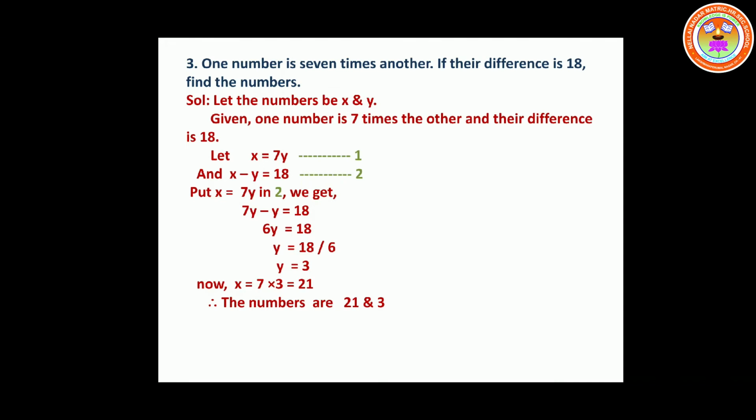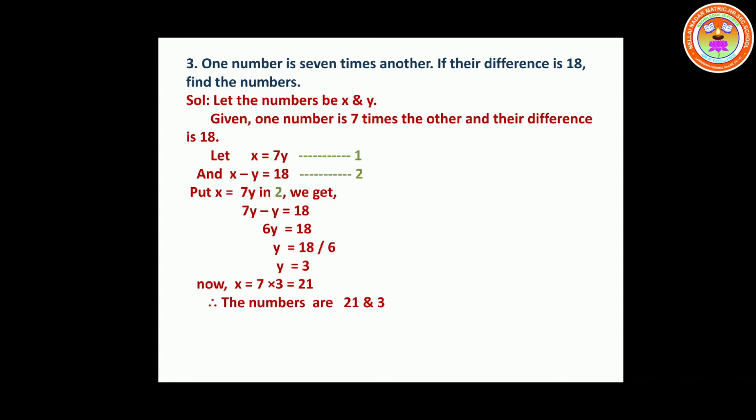One number is 7 times another. So that means there are two numbers. They are involving two numbers, so I have to find the numbers. So solution: let the numbers be x and y. So I am going to take two values, x and y. And what is the statement given? One number is 7 times another, and the difference is 18.